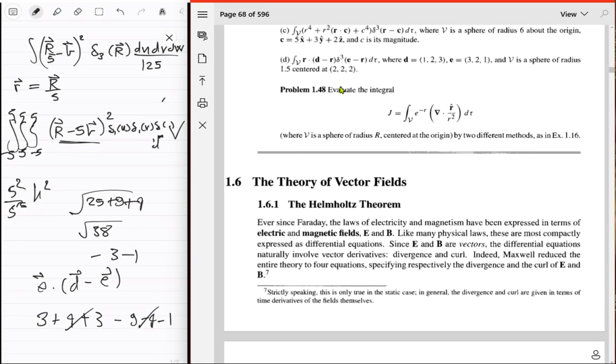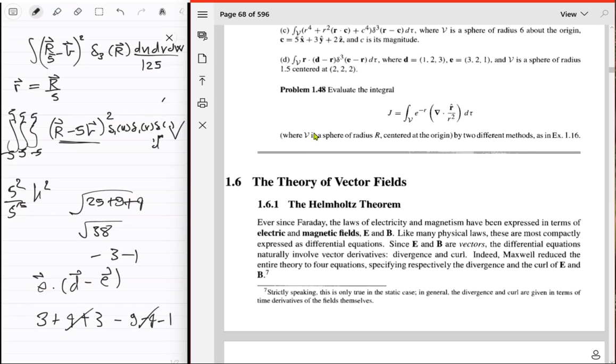D vector minus E vector over there is (-2, 0, 2), right? Still just checking it once again. Yes, it is negative 4. Okay, move on.